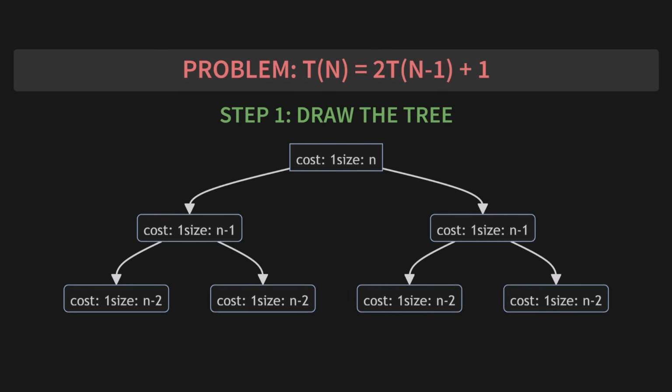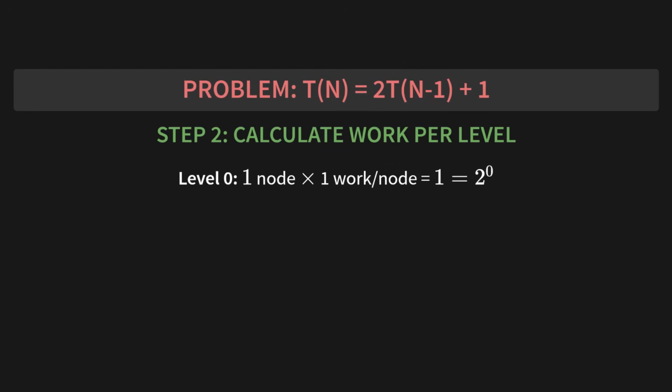Step 1. Draw the tree. At the very top, we have our initial problem. The cost is 1 and the size is n. This single node then spawns 2 children. Each of those has a cost of 1 and a size of n-1. Then, each of those children spawns 2 more. So now we have 4 nodes at the next level, each with a cost of 1 and a size of n-2. You can already see where this is going. Now for step 2, calculate the work per level. Let's look at this table.